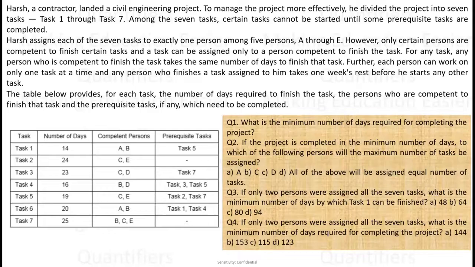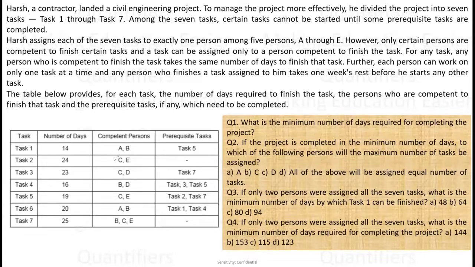Among the 7 tasks, certain tasks cannot be started until prerequisite tasks are completed. Obviously, right? जैसे कि पार्ट टास्क 1 है, उसके लिए prerequisite task is task 5. So जब तक task 5 नहीं होता, task 1 नहीं होगा. Harsh assigns each of the 7 tasks to exactly one person from A through E, and all the persons have the same efficiency. So whatever the number of days, A will also take 14 days, B will also take 14 days. Each person, after completing the task, will take a 7-day rest.